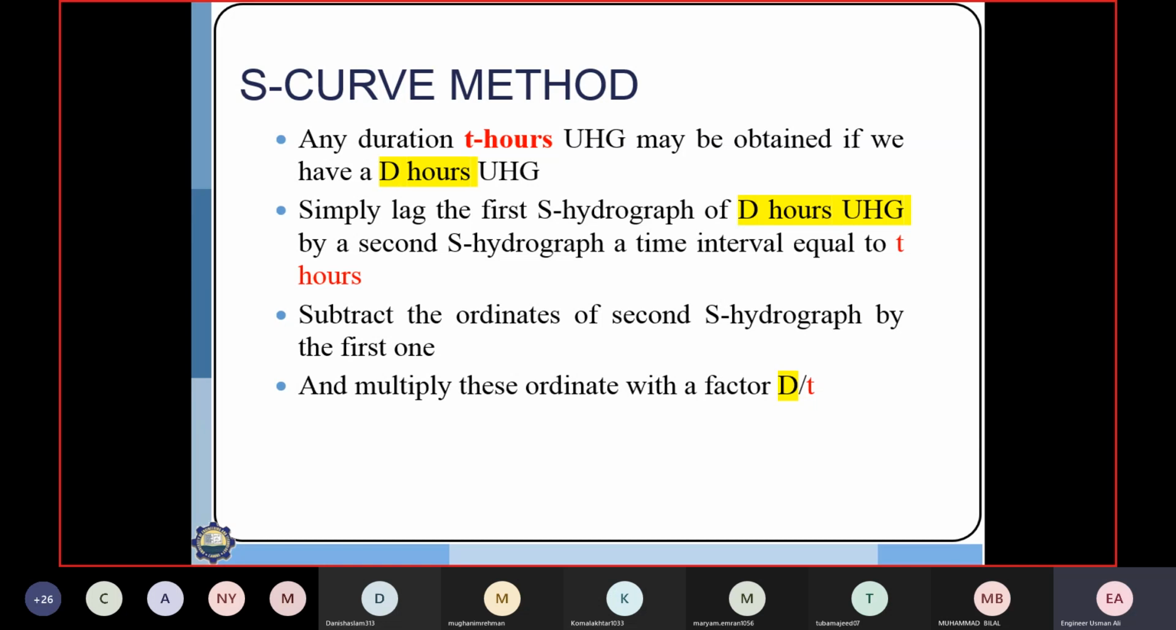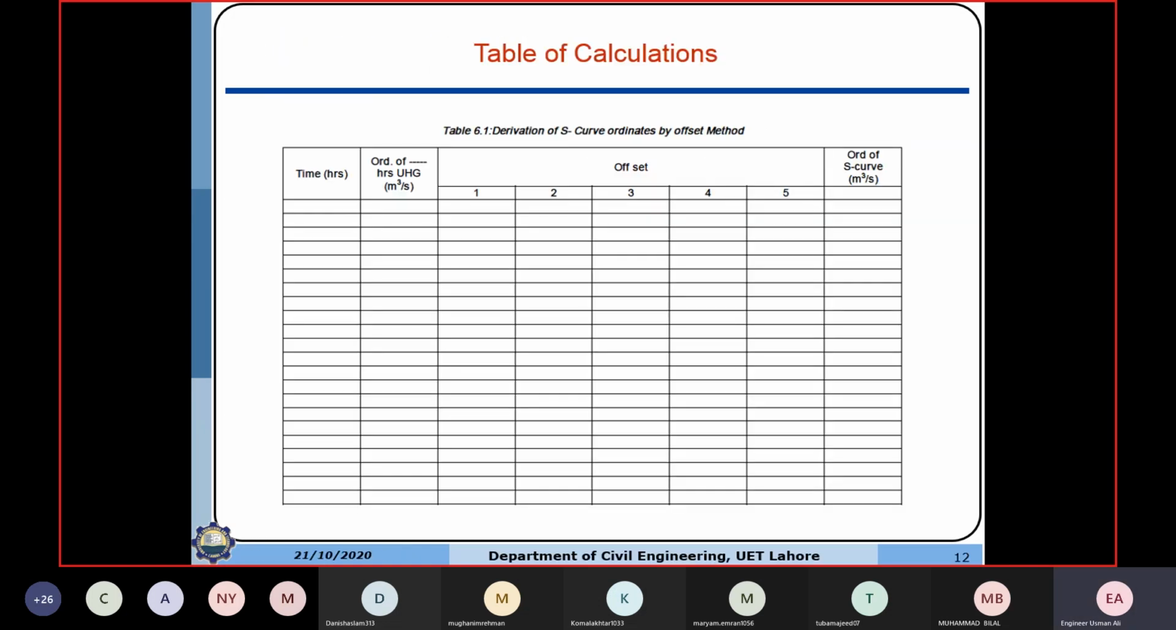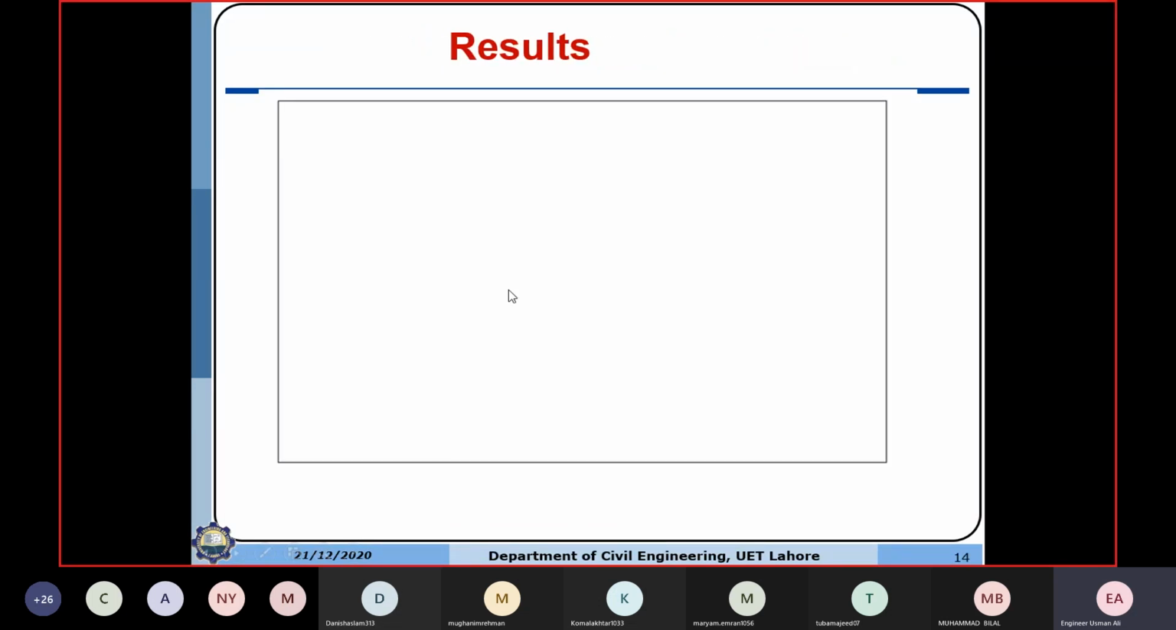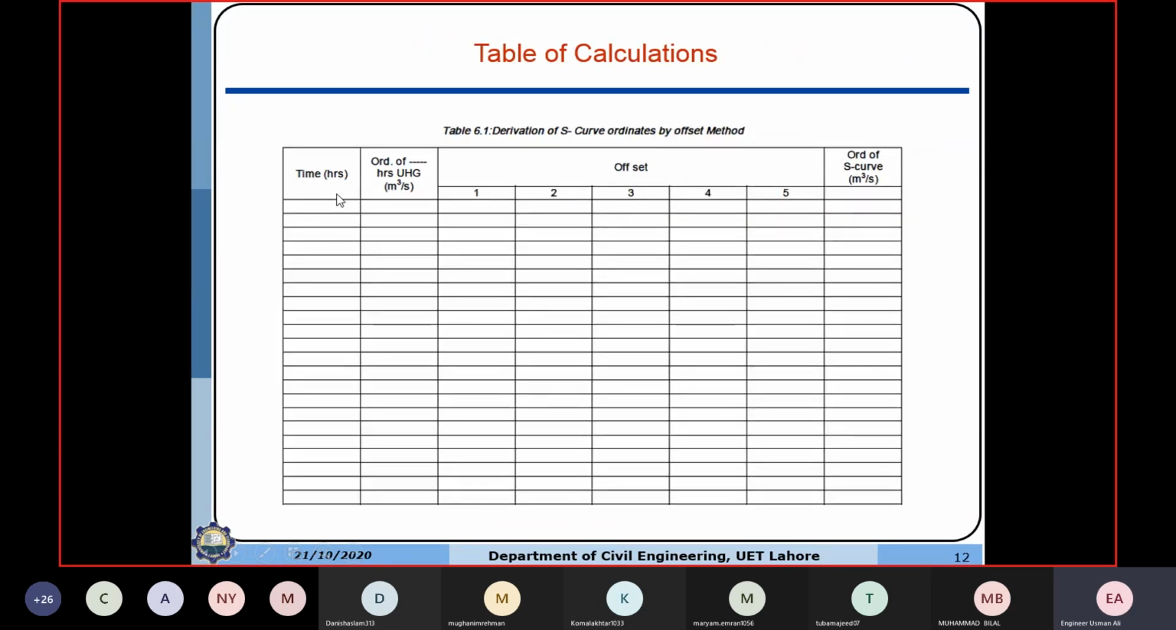So let's come to this table that you have to fill in. You are given with this data, as you can see, this is the data given to you. So we write this data first of all in this table 6.1. You are given with the time.